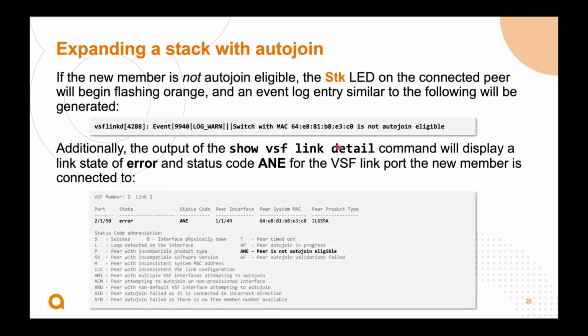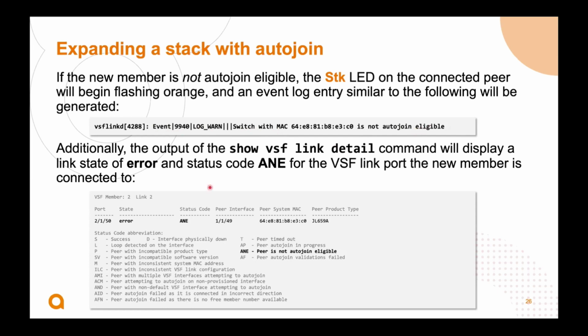Now, if the new member is not already auto-join eligible, in other words, it has an existing configuration that is not a VSF config, and you plug it into a stack to attempt to add it to an existing stack, what will happen is this stack mode LED on the member that you connected that new switch to will start flashing orange. And if you check the event log on the conductor, you'll see that it generates an alert saying that the switch that you just connected to the stack is not auto join eligible.